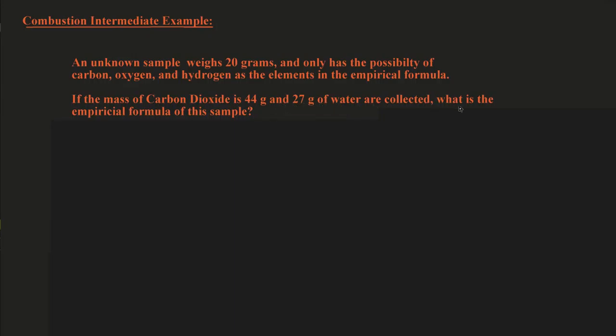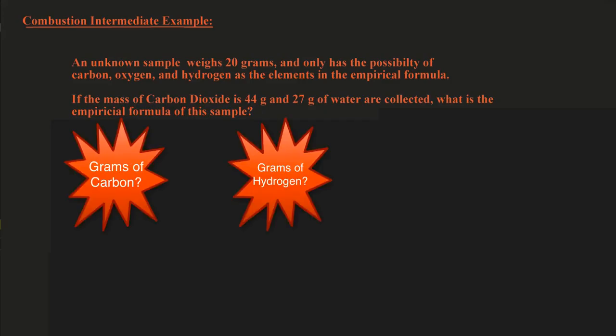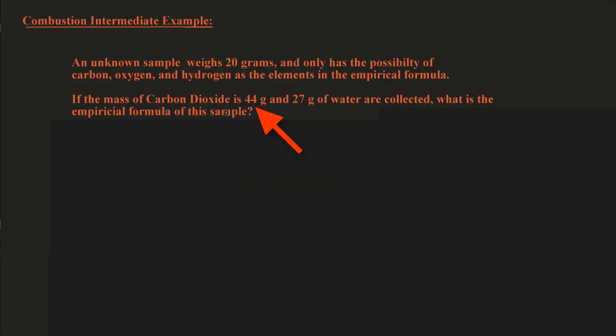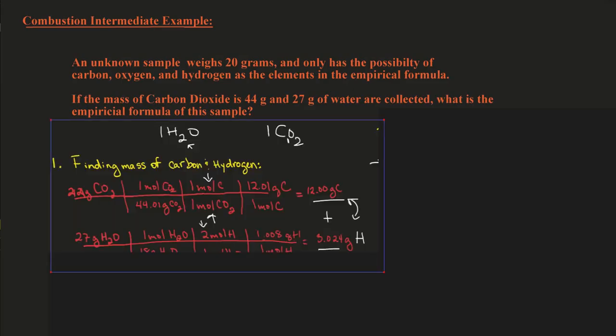So, if you remember, the first step in this type of problem in the combustions is to figure out the mass of the carbon and the mass of the hydrogen. The way you do that is you take your carbon dioxide mass and water mass and use your mole ratios, percent composition concepts to get your mass of each. So, here's the mass of the carbon dioxide. Here is the molar mass of carbon dioxide. I chose them to be the same so you could get an exact amount of carbon being 12 grams.